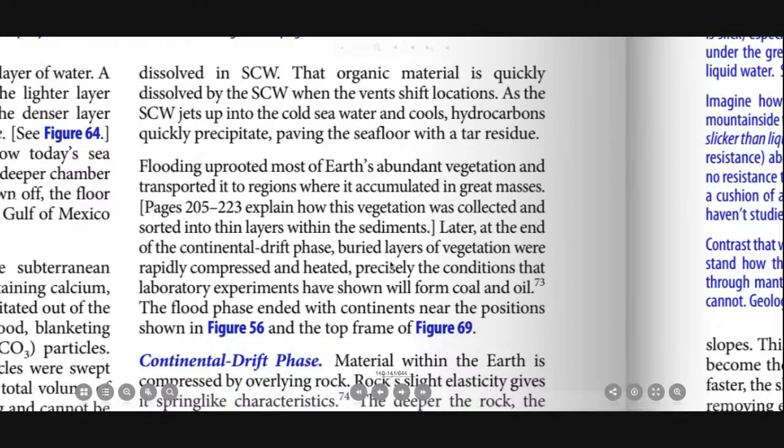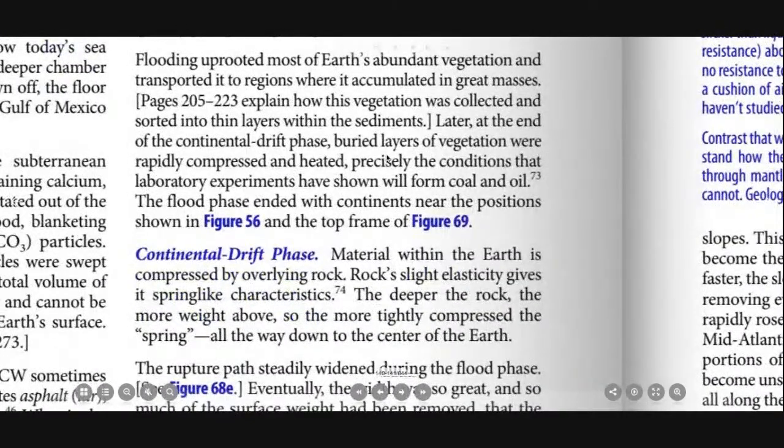tar residue. Flooding uprooted most of Earth's abundant vegetation and transported it to regions where it accumulated in great masses. Pages 205 to 223 explain how this vegetation was collected and sorted into thin layers within the sediments. Later, at the end of the continental drift phase, buried layers of vegetation were rapidly compressed and heated, precisely the conditions that laboratory experiments have shown will form coal and oil. The flood phase ended with continents near the positions shown in figure 56 and at the top frame of figure 69.